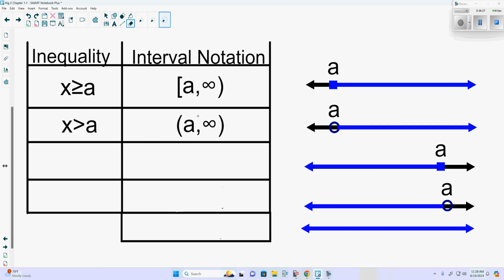Or we can just say that x is greater than a. So we have parentheses. So from a to infinity. And in interval notation, smallest number is always on the left, biggest number is on the right.